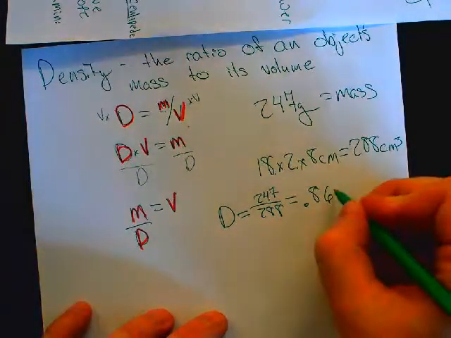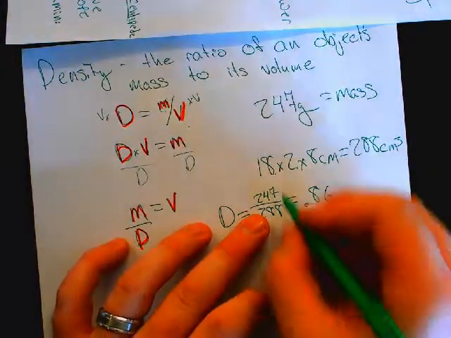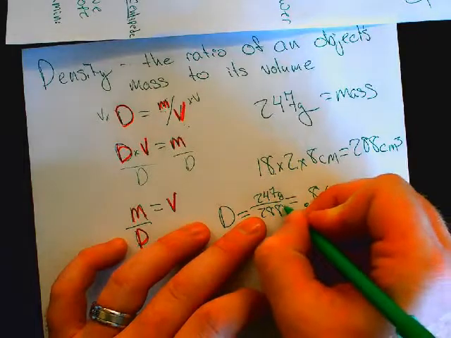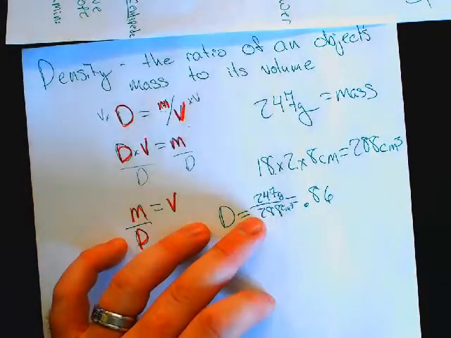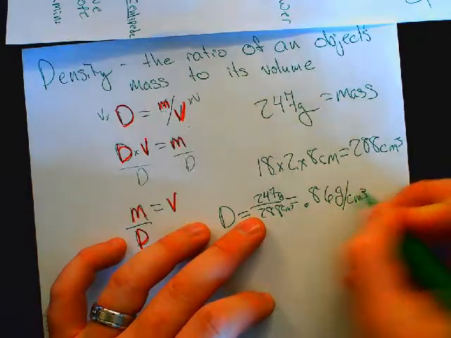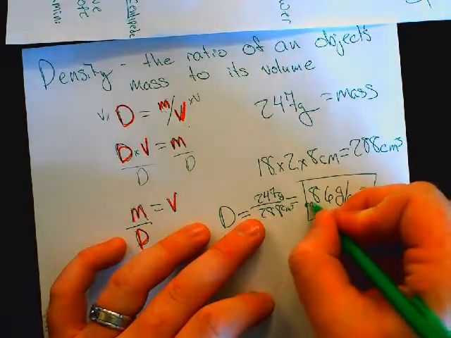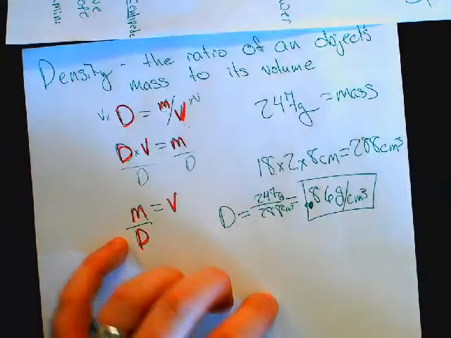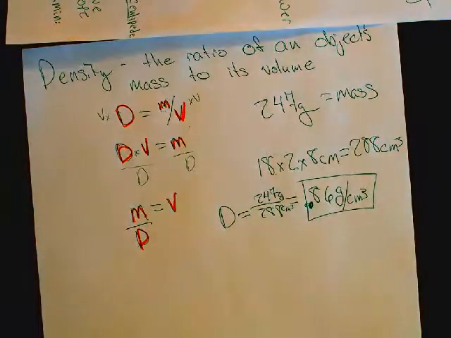Excellent. 0.86, and I'm going to use the same units here. So if that was grams, and this is centimeters cubed, I'm going to create the derived unit of grams per centimeter cubed. Okay? Questions on how I found the density?